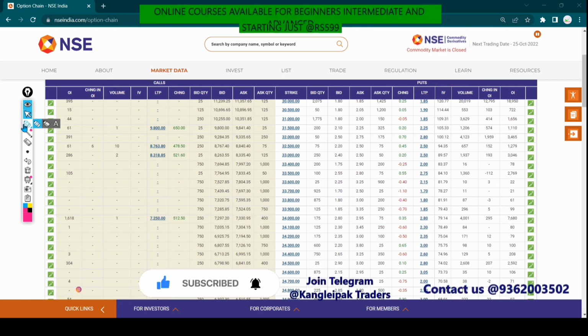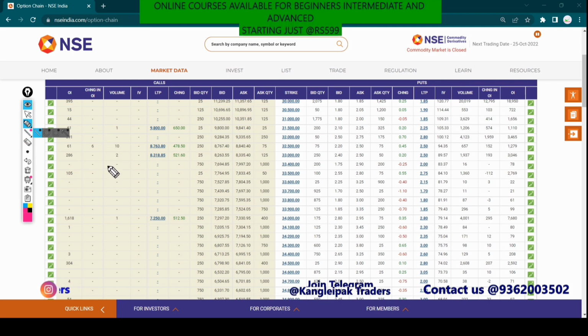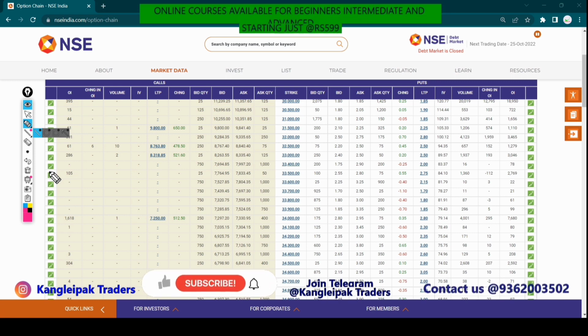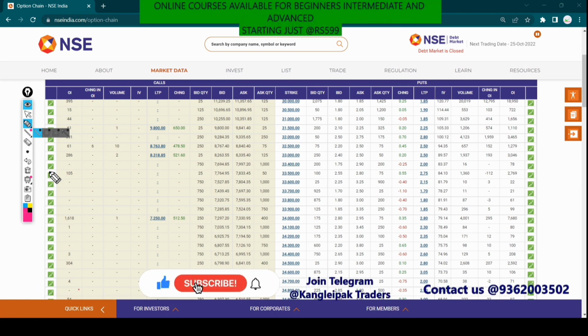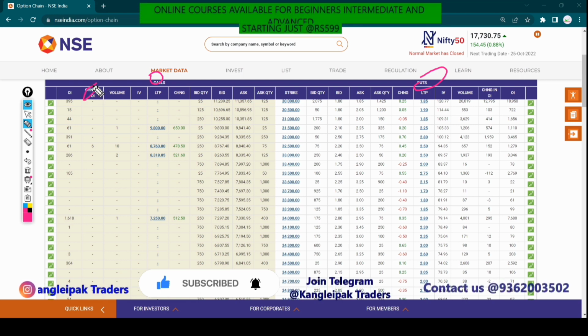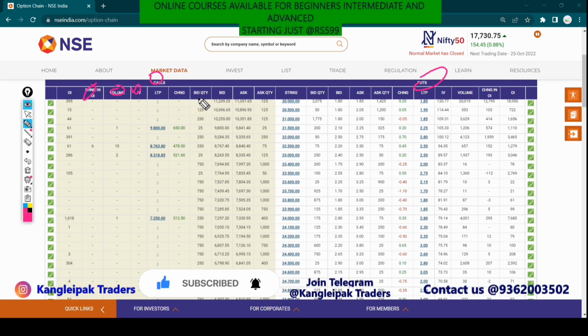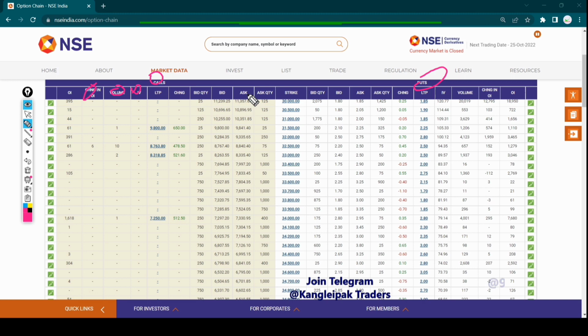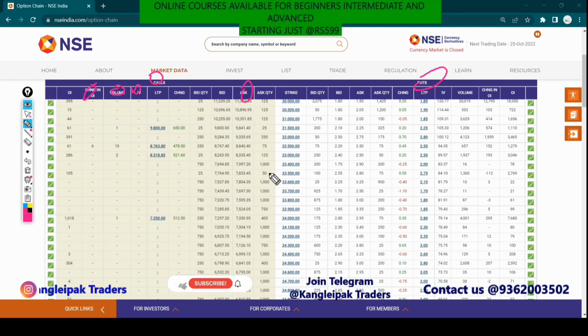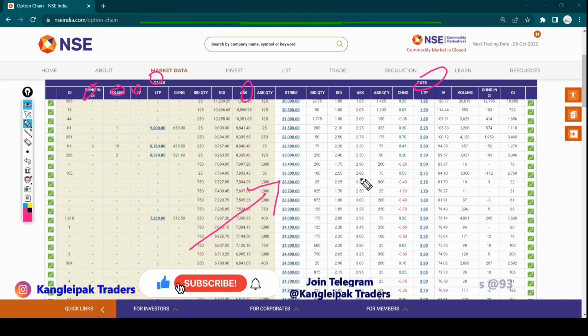Now let's start from option chain. What is option chain? Option chain is nothing but a listing of all available options contracts for a given security. It shows all call options, put options, change in volume, change in IV, change in open interest, change in ask price. Also, all the details of a particular strike price are shown in this option chain.